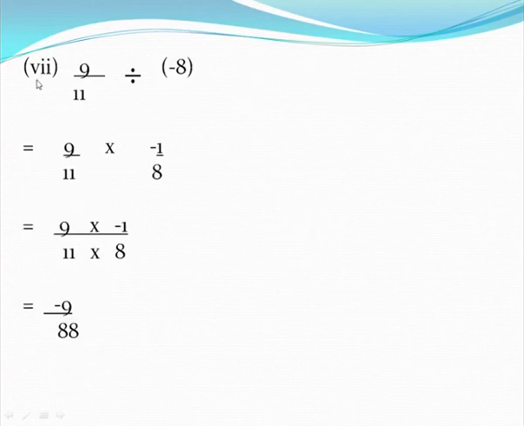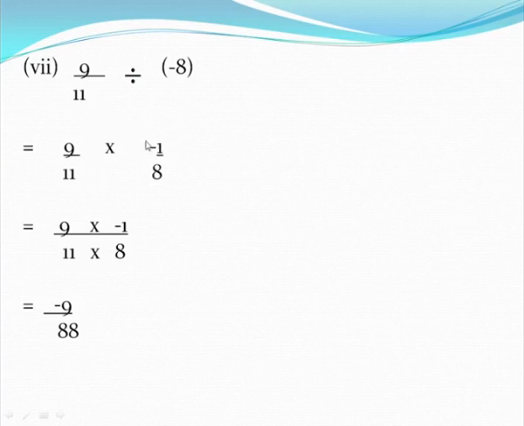Now example number 7. 9 upon 11 divided by negative 8. Now 9 upon 11 will remain as it is, the first rational number. Division will become multiplication, and for negative 8, the reciprocal is negative 1 upon 8. As there is no denominator, we will consider 1 as the denominator. So negative 1 upon 8.